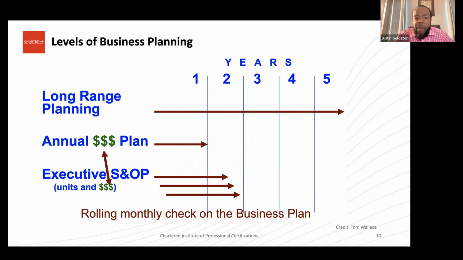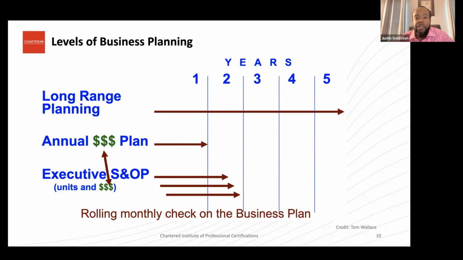So from a business level planning perspective, as we said, sales and operations planning is a medium term plan. You can see the long range planning can go out to 5 years, just in this graphical representation. And then we also have the annual plan, where we're going to do the annual budgets each year. This is an iterative process. We do this each year. And then executive S&OP is kind of looking out to this 2-year time span to plan out these products and services.